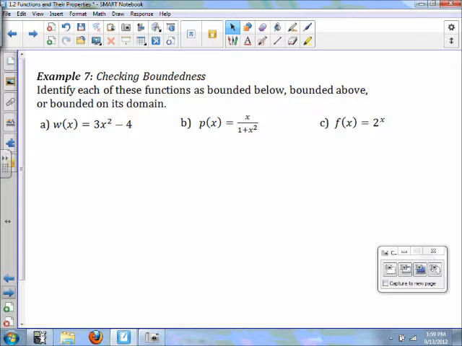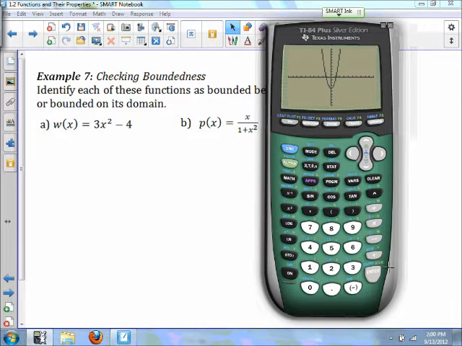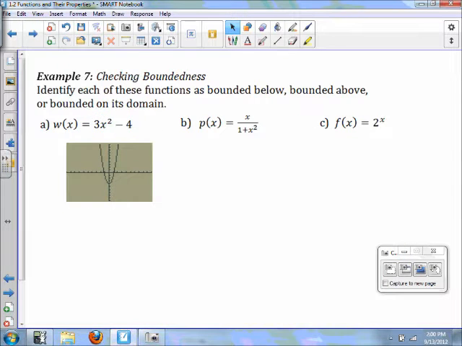Now, example 7. Identify each of these functions as bounded below, above, or bounded on its domain. First graph, 3x squared minus 4. Now you can see that the graph's going to keep going up and up and up. Well, there's a boundary line below this graph, so therefore this will be considered bounded below.